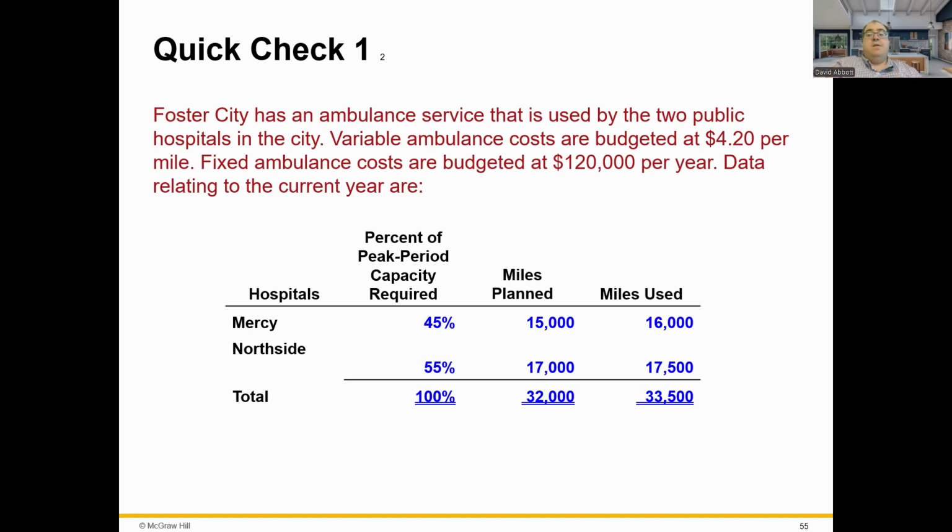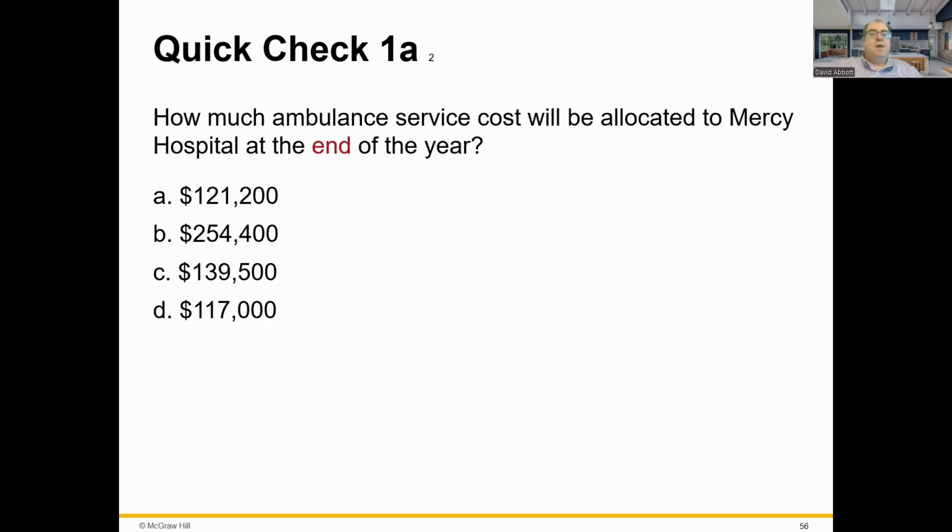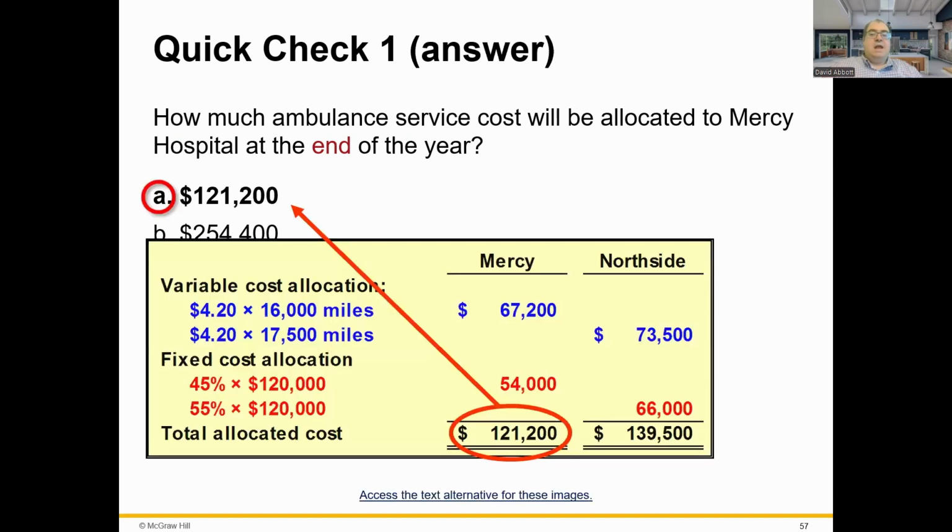Foster City has an ambulance service that is used by two public hospitals in the city. Variable ambulance costs are budgeted at $4.20 per mile. Fixed ambulance costs are budgeted at $120,000 per year. For each hospital, the data reflects the percent of peak period capacity required, the number of miles planned for, and the number of miles actually used. The first thing we want to look at is how much ambulance service cost would be allocated to Mercy Hospital at the end of the year.